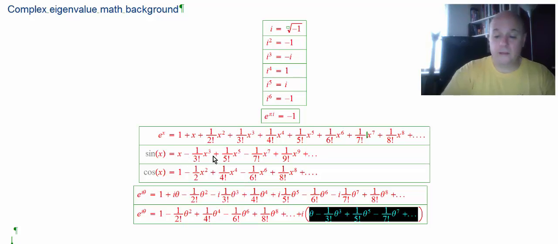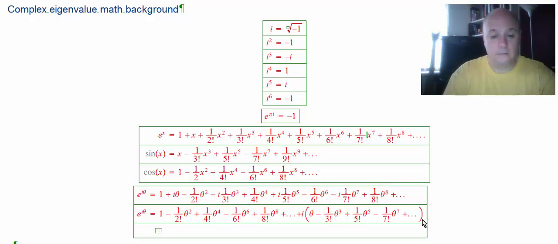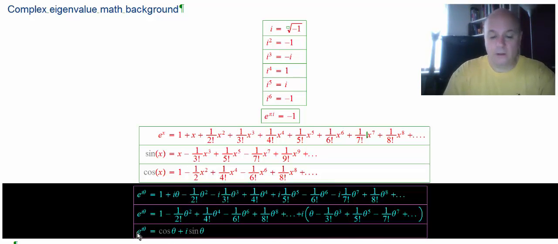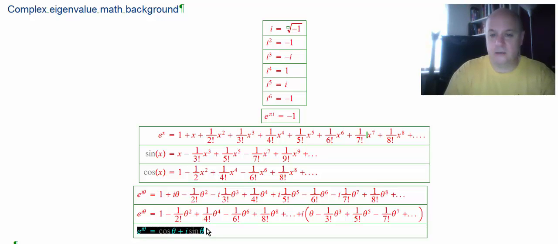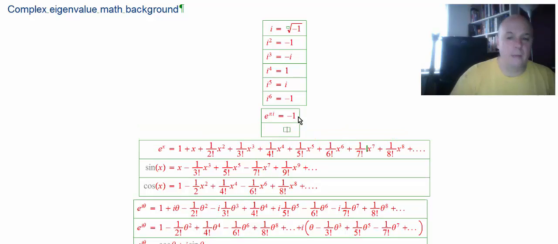So I can rewrite e to the iθ as equal to cosine θ plus i sine θ. This is the equation that I wanted to derive. This is the equation I need. Let's take it and put it back up here. Let's put it underneath that tattooed equation just to see what happens for a second.